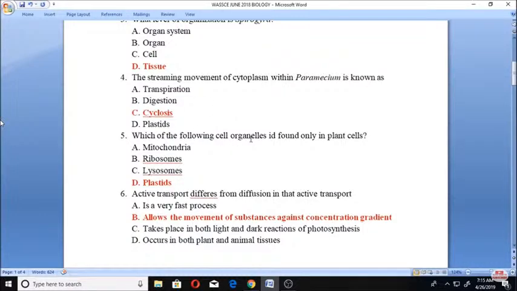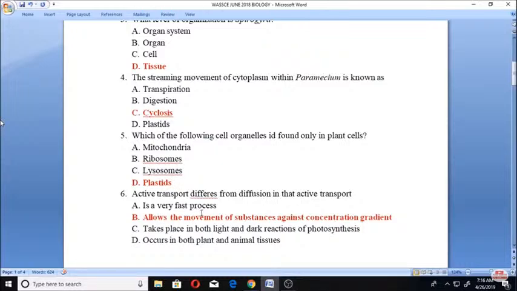Which of the following cell organelles is found only in plant cells? The answer is plastids. Why is it plastids? Because a plastid is a membrane-bound organelle found in the cells of plants, algae, and some other eukaryotic organisms. They are generally concerned with photosynthesis. So whenever you hear plastid, it has to do with photosynthesis. And you know that it's only plants that undergo photosynthesis, not animals.